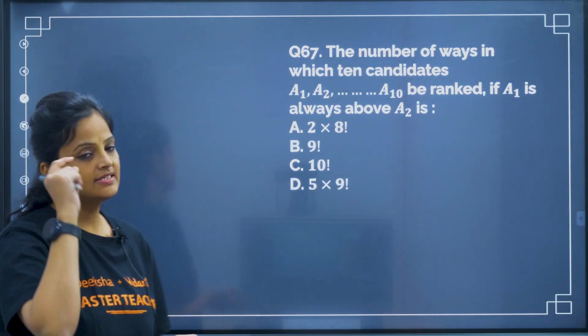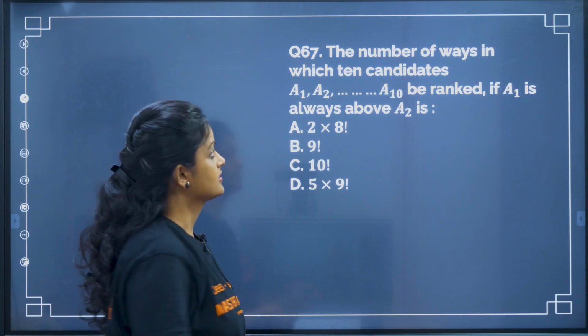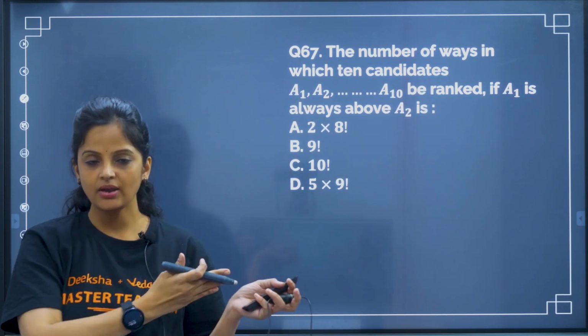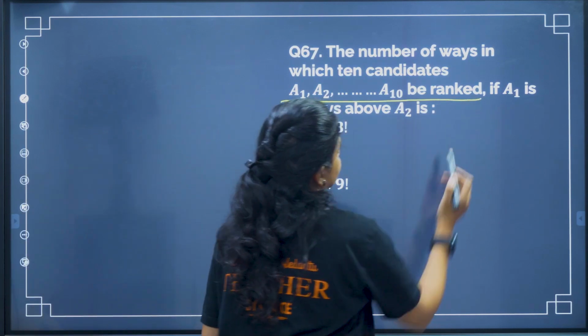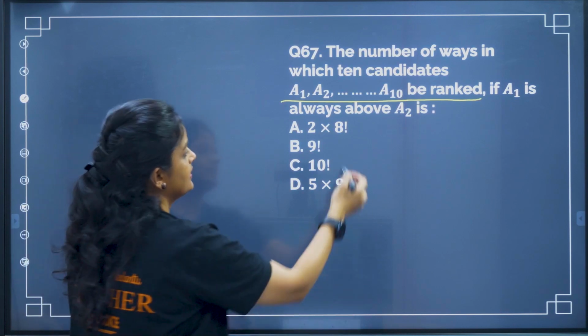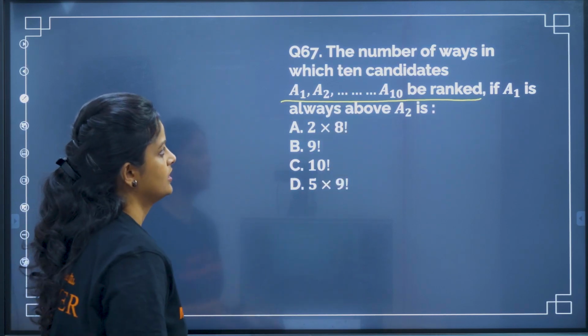67th. This is little bit a tricky question where you have to think and answer. The number of ways in which the candidates A1, A2 to A10 be ranked, if A1 is always above A2, then what is the number of ways, number of arrangements what we are writing?